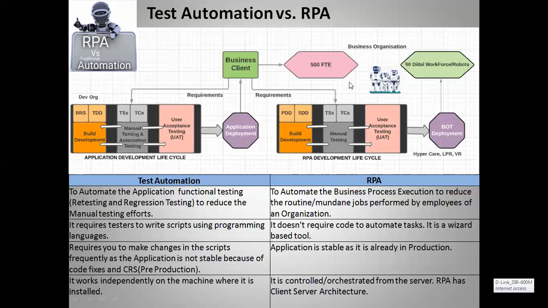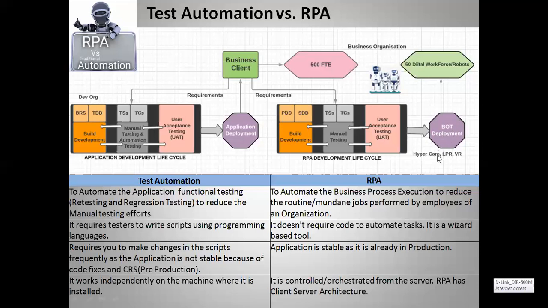In the UAT environment, similarly to the application development lifecycle, the client SME will come and verify the end-to-end results. Testers will perform the testing, and the client SME will verify whether all the end-to-end scenarios have passed or not. If all the scenarios pass, then the bot will be deployed into production, wherein hypercare will be there. That means support for the end user, for the client to run the bot.